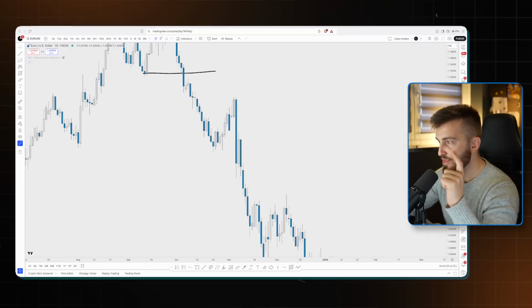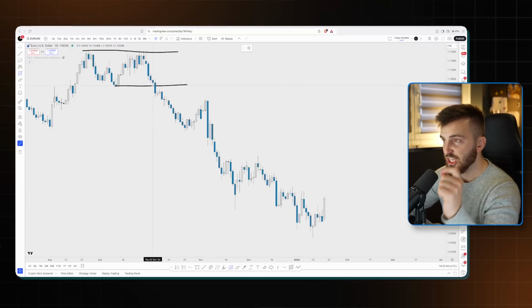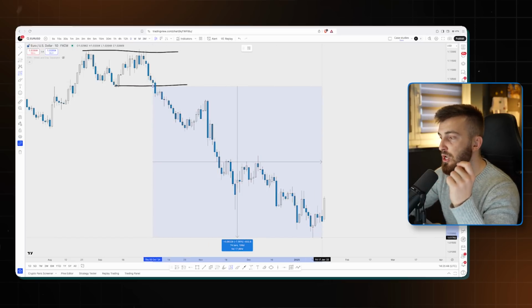And look at this. Look at the beauty of this move. So many people think that they just missed a big move when in reality the move has just started. Look, this was still an 800 pip move.